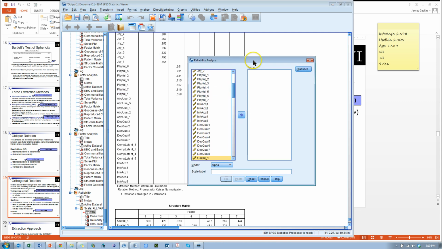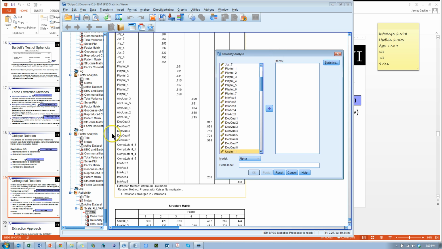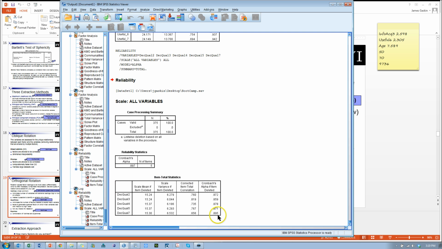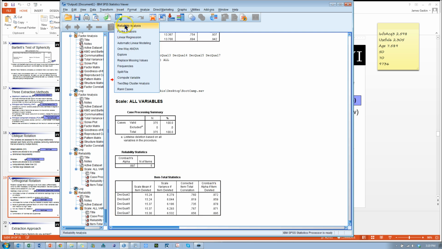Decision quality, we only kept, and you only do it for the ones you keep. So that's 2, 3, 4, 5, and 7. And okay, 0.897 is great. Could we improve it? No, we couldn't. And last one, information acquisition.